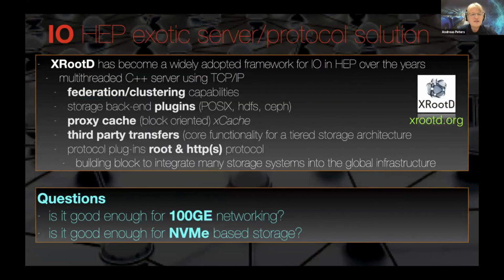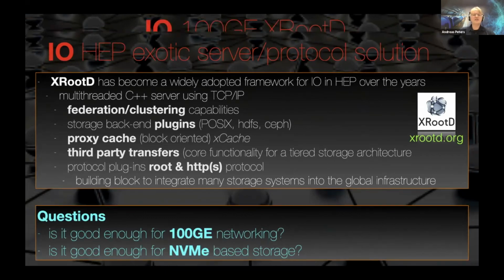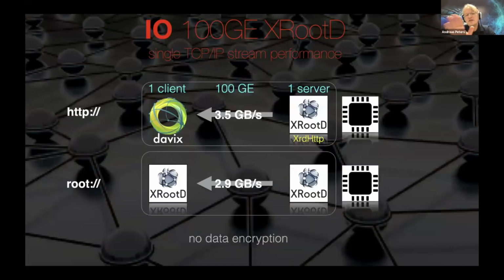So, I mentioned already why we use XRootD. There are many reasons. Now, if we go to 100 gigabit networking, it's important to ask how good a framework this is for 100 gigabit networking. And in the future, we will also introduce SSDs and NVMe flash. Is this still a good client-server framework? So there are a few numbers here I show you. XRootD can also run as an HTTP server very easily today.